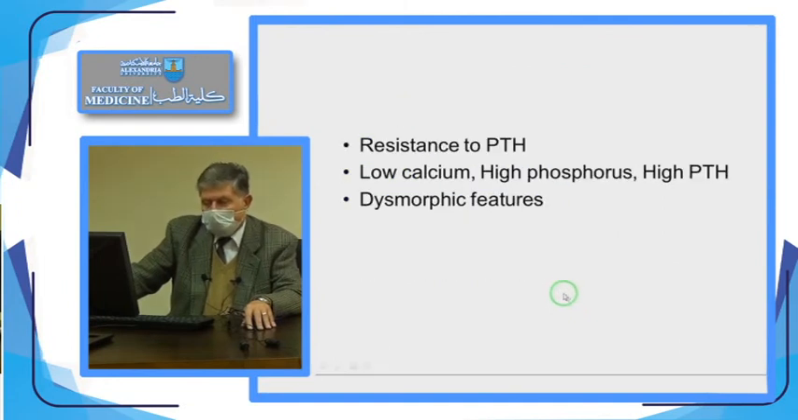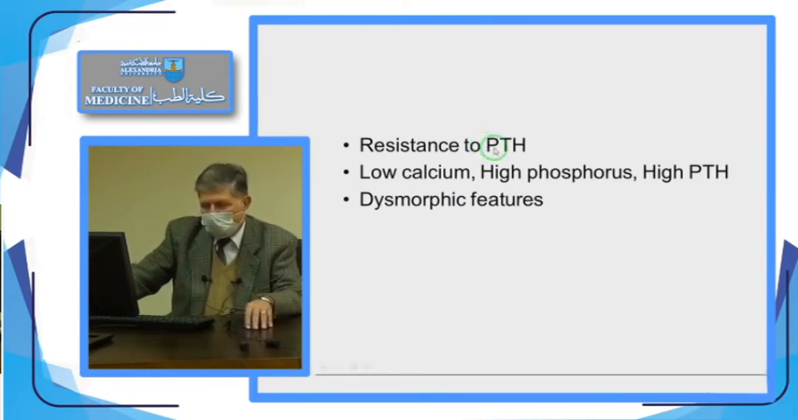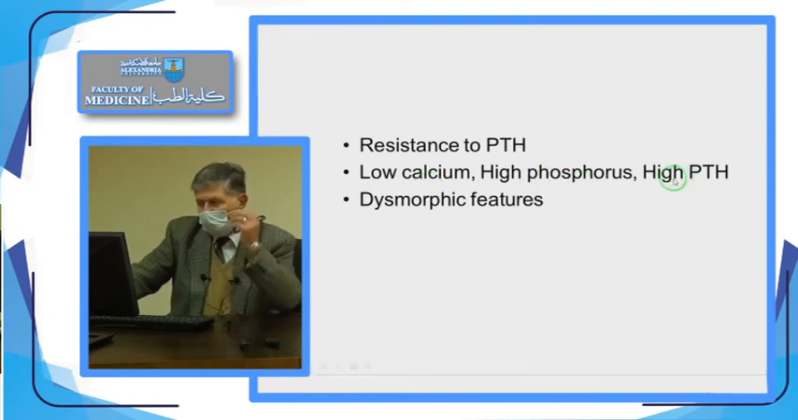In patients who are resistant to PTH, the hereditary syndrome, what we call the pseudo-hypopara, they have got, as I told you, low calcium, high PTH, but also high phosphorus. So low calcium, high phosphorus, and high PTH.